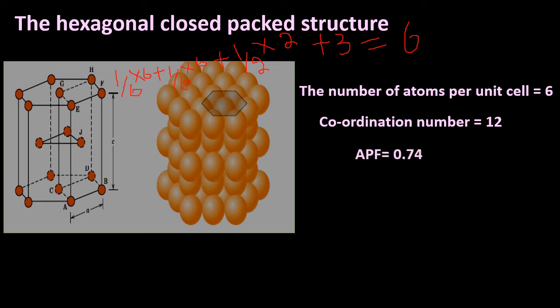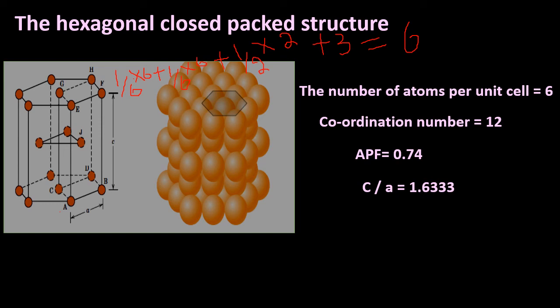Then we come to the atomic packing factor. As we know, there are 6 atoms per unit cell, which is the largest number of atoms in the metallic structure. So it has an atomic packing factor equal to 0.74, which is the largest atomic packing factor, and is also equal to the face-centered cubic crystal structure. So it gives more shielding effect to these metallic crystal structures.